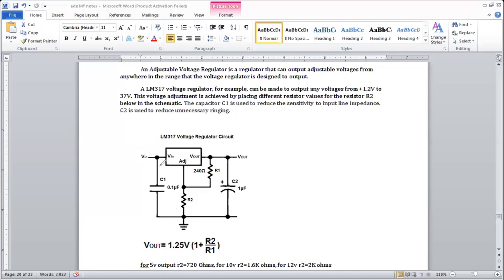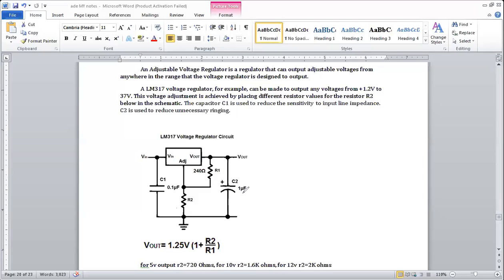C1 is controlling the input impedance, and C2 is controlling the ringing issue. The ringing issue is nothing but repeating the same output twice, and it will get multiplied. 2 will become 4, 4 will become 8, so the output will be increasing continuously. It should not happen. That is why the ringing issue is reduced by this C2.